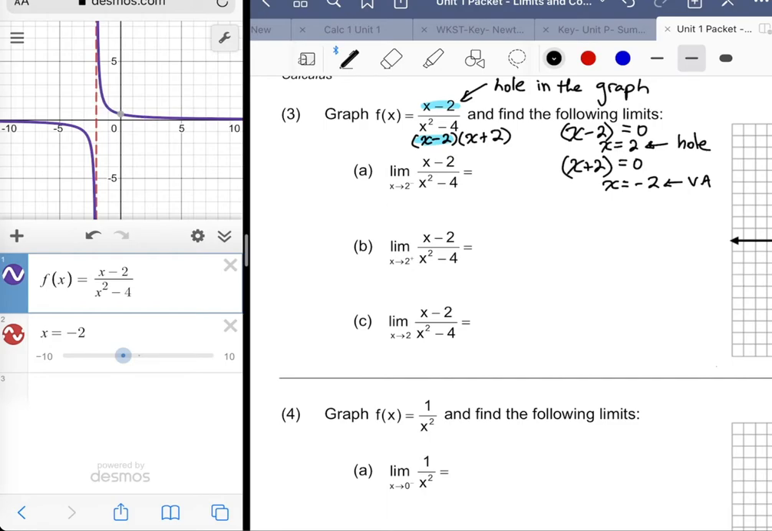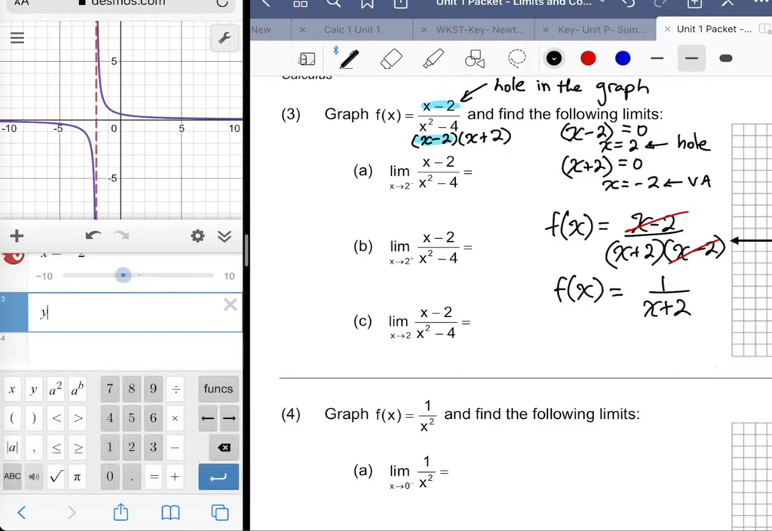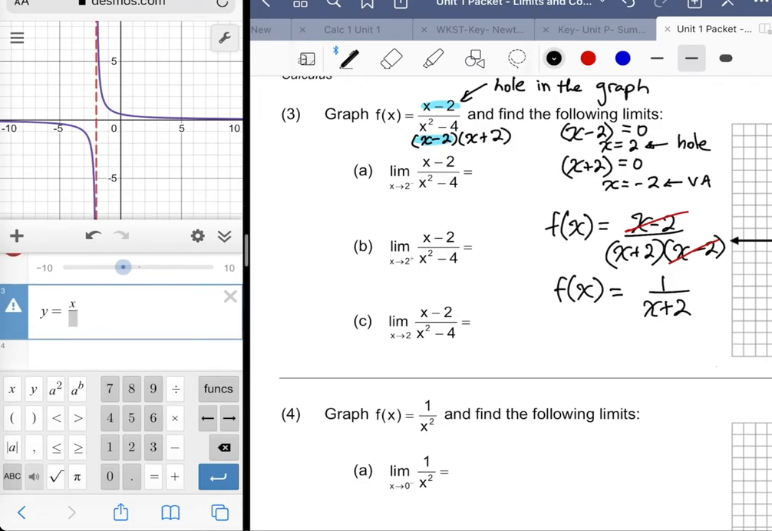I just need to know what that location gives. So if I take my function and simplify it, the x minus 2's will cancel out. That'll give me f of x is equal to 1 over x plus 2. What I'll do is graph that also. I'll just put it in as y equals 1 over x plus 2.